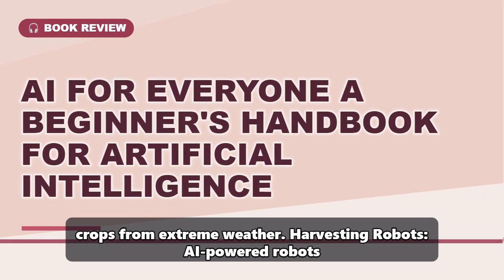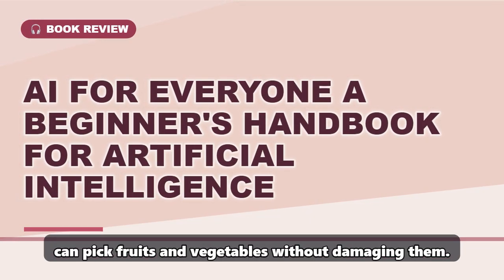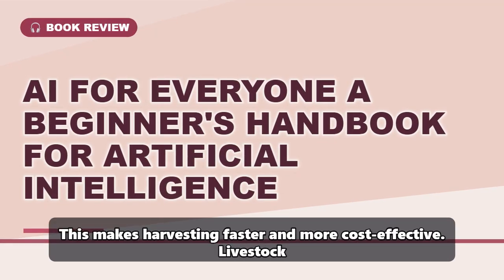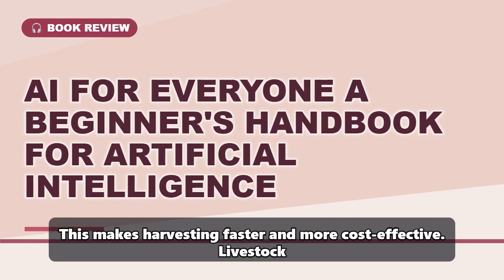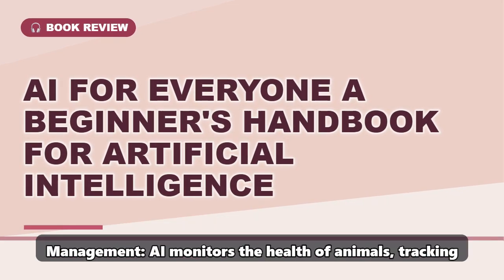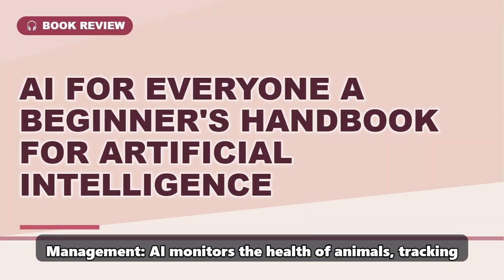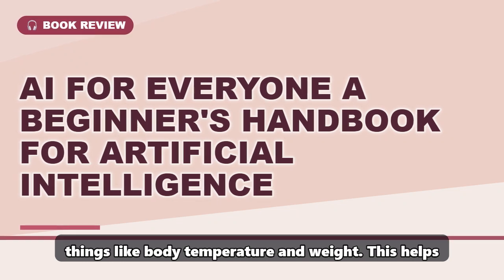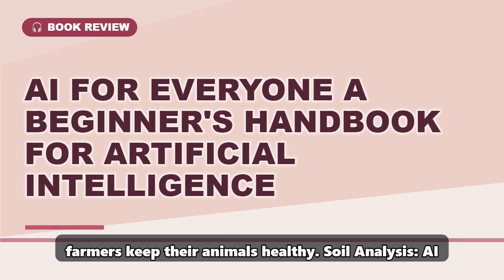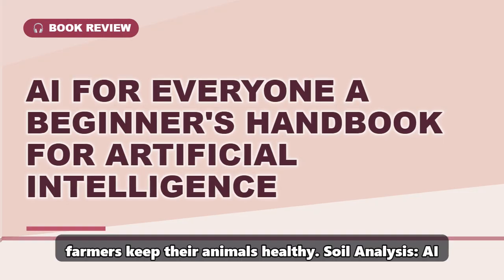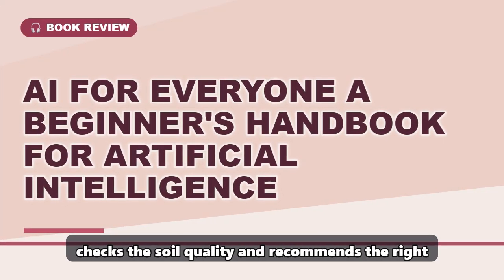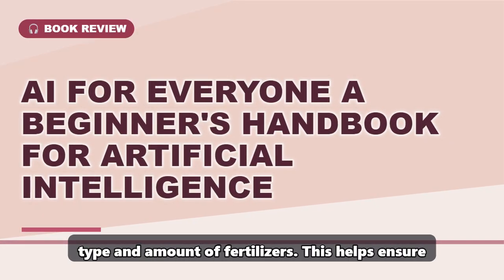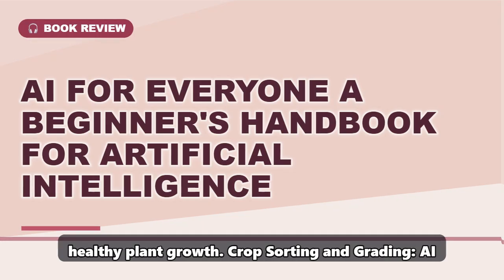Harvesting robots. AI-powered robots can pick fruits and vegetables without damaging them. This makes harvesting faster and more cost-effective. Livestock management. AI monitors the health of animals, tracking things like body temperature and weight. This helps farmers keep their animals healthy. Soil analysis. AI checks the soil quality and recommends the right type and amount of fertilizers. This helps ensure healthy plant growth.